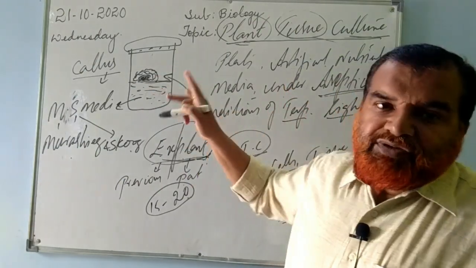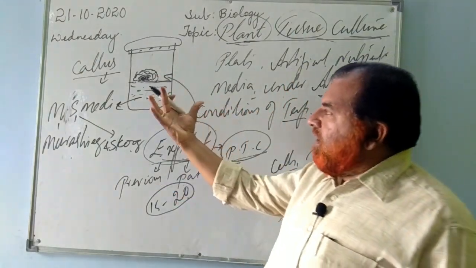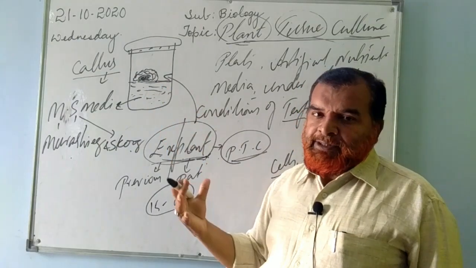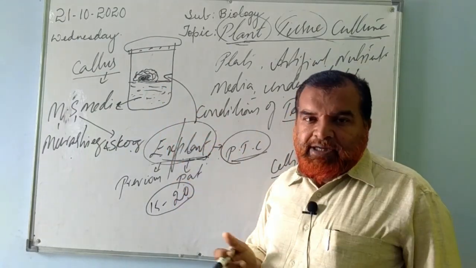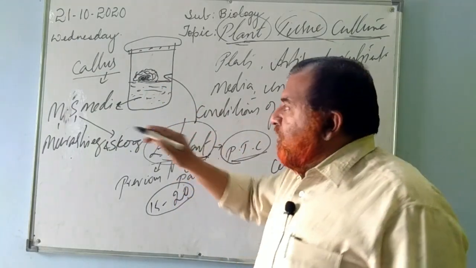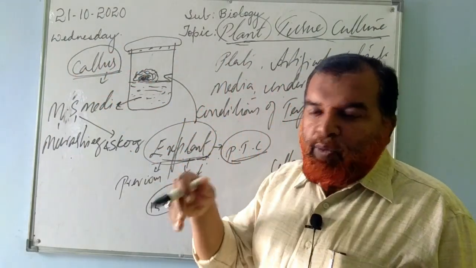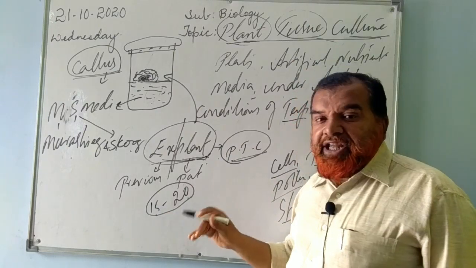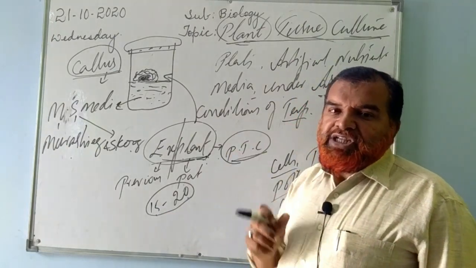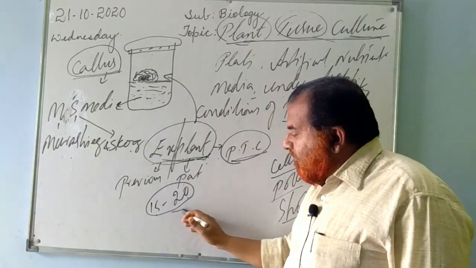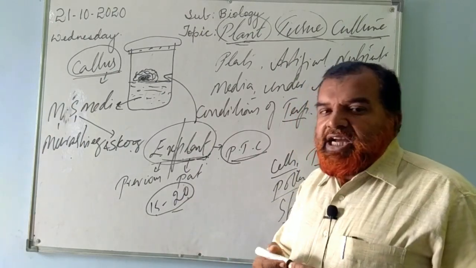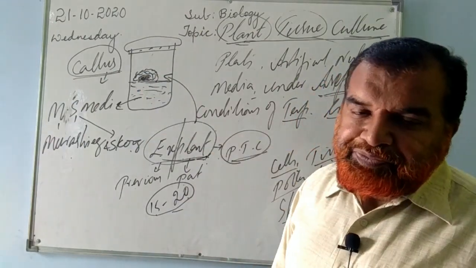Now, I am coming to the definition of callus. What is callus? The mass of undifferentiated cells obtained from an explant in plant tissue culture is what is known as callus. In the very beginning, I told you the meaning of callus. Very slow. Why? Here it takes around 15 to 20 days to grow into a mass of cells. Because it takes a very long period of time, hence it is named as callus.